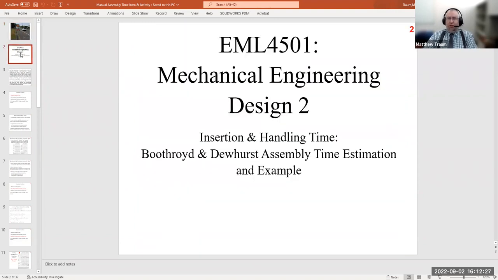Okay, so we've now finished the tolerance loop module, and we're transitioning into actually a very short module. It's just one lecture on insertion and handling time, and this is another element of design and mechanical engineering that you don't really get anywhere else in the curriculum. So we thought it important to include it, particularly because you could use this, for example, in the reverse engineering report for a DFA analysis.